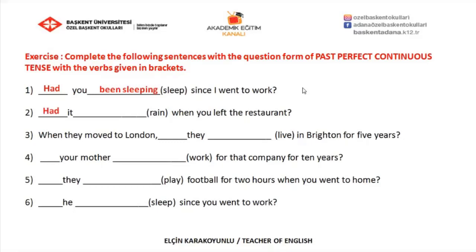And the second one, had it been raining when you left the restaurant? And three, when they moved to London, had they been living in Brighton for 5 years? And four, had your mother been working for that company for 10 years? And five, had they been playing football for 2 hours when you went home? And the last one, had he been sleeping since you went to work?